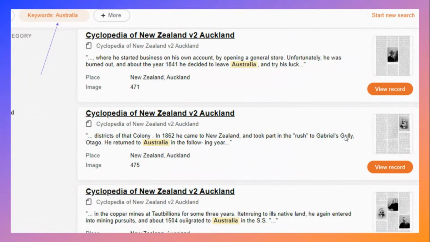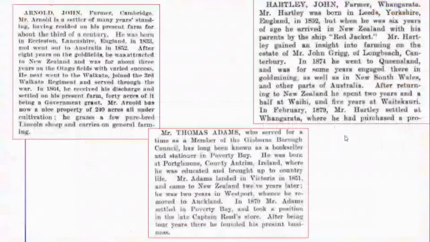And of course, it could be vice versa. They arrive in New Zealand and end up in Australia. So we'll just take a look at some of these examples. John Arnold, top left, born in Lancashire, came out to Australia in 1852. So many people came to Victoria largely in the 1850s, and that was because of the gold. And then, of course, the New Zealand gold fields started. You've got the Otago, the Waikato, and people jumped across and went into those gold fields. Now, some stayed in New Zealand and some came back.